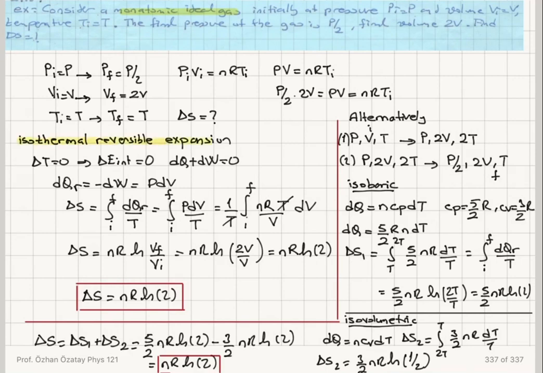So in the first method, I had an isothermal reversible expansion. In the second method, I had an isobaric process first and an isovolumetric process following this to take me from the same set of initial conditions to the final conditions. Because entropy is a state variable, it doesn't depend on how we go from initial to final conditions. The result will be the same.